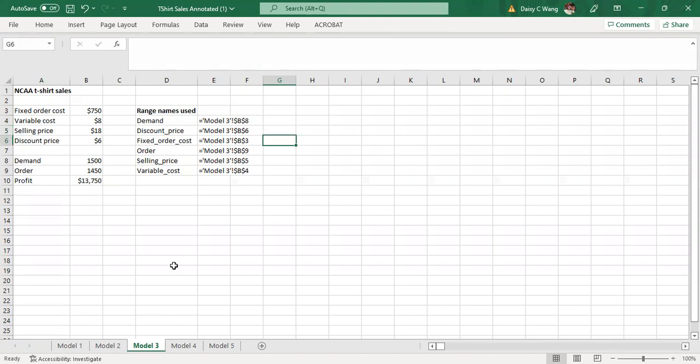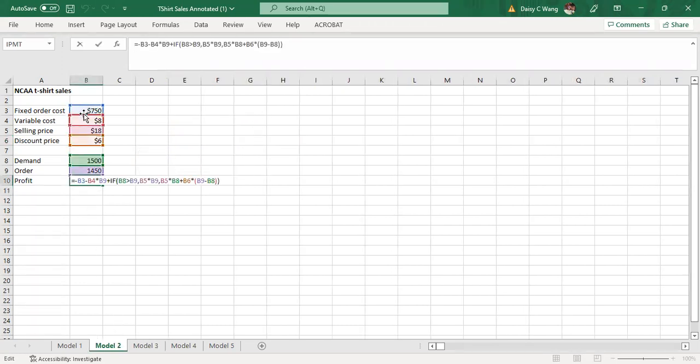Okay, so what's the benefit of it? If you go back here, you don't have to look at different colors, like, okay, B9 is this order and then B8 is demand. So you don't have to do that.